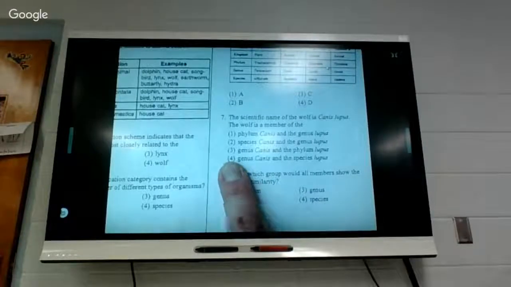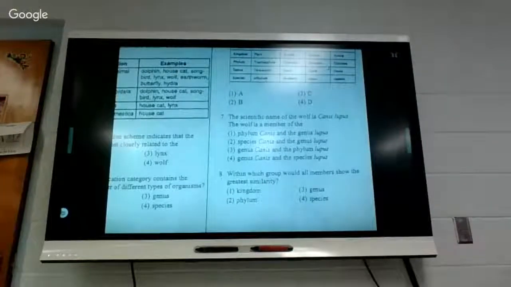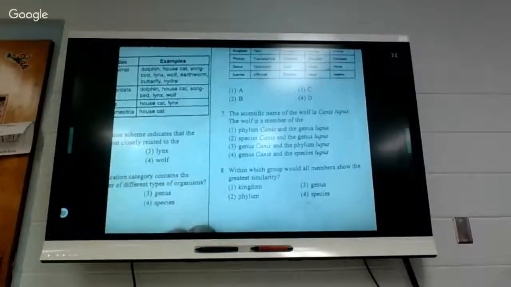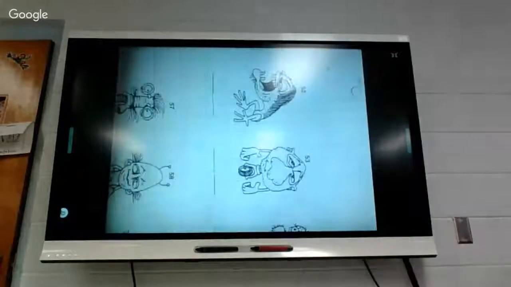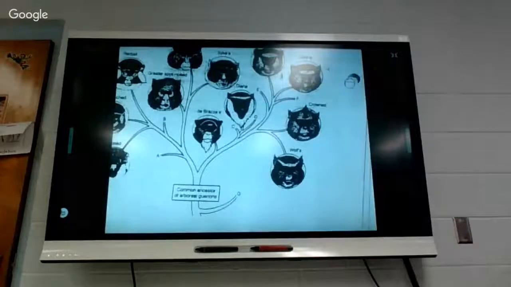All right, and then the last one, within which group would all the members show the greatest similarity? What would have the most in common? Who can naturally interbreed? You're so in common, you breed. Species, yeah.